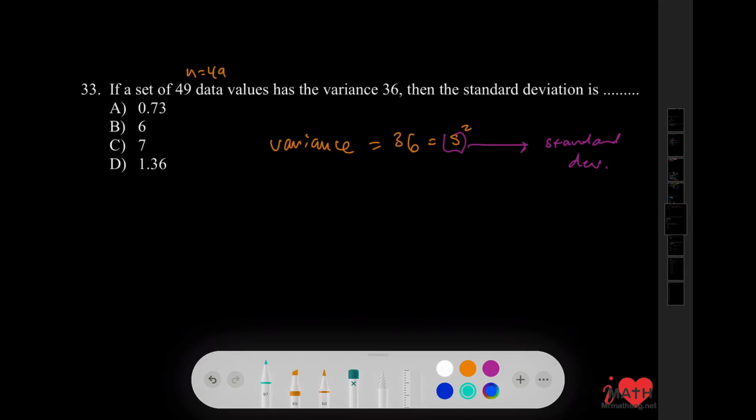Then the standard deviation is what? So how do you solve for s here? All you have to do here is take the square root of both sides, and you get s equals 6. Remember, the opposite of an exponent is the square root. And in that case, our standard deviation, so 33 is B. So that's the relationship between the two.